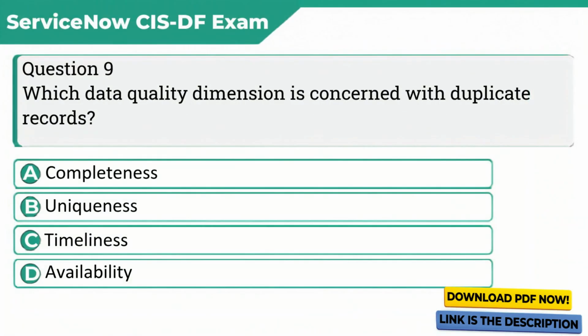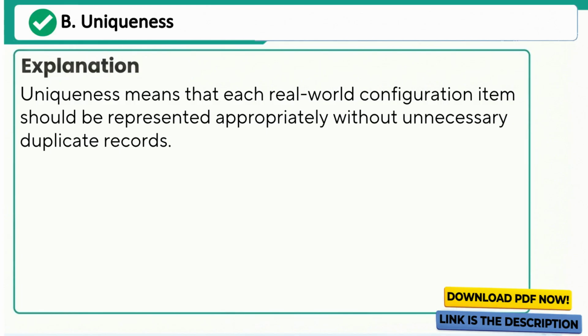Question 9. Which data quality dimension is concerned with duplicate records? A. Completeness. B. Uniqueness. C. Timeliness. D. Availability. Correct answer B. Uniqueness. Explanation. Uniqueness means that each real-world configuration item should be represented appropriately without unnecessary duplicate records.